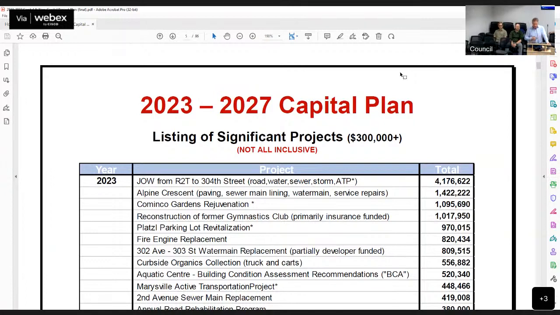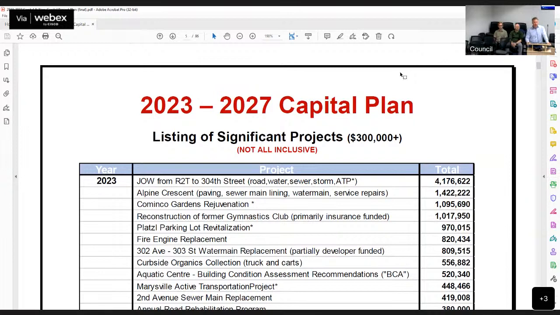The largest road reconstruction project we have in the 5-year plan is Jim Ogilvie Way, from the rails to trails to 304 Street. That's comprised of reconstructing the road, replacing the underground utilities, so water, sewer, and storm. And there's also an active transportation plan, a path associated with that. So there's $4 million for that project alone. With the exception of the active transportation plan, for which I think we've applied for a grant of $200,000 or $300,000, that's all coming from reserves.